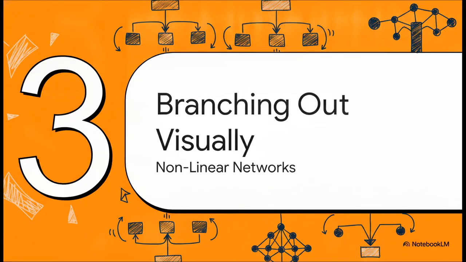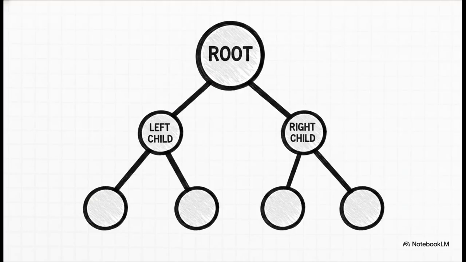Okay, on to section 3, branching out visually, nonlinear networks. This is where relationships get hierarchical and a lot more complex. The most iconic nonlinear structure is absolutely the tree, specifically the binary tree. So unlike those linear lists we just talked about, a binary tree organizes data hierarchically.